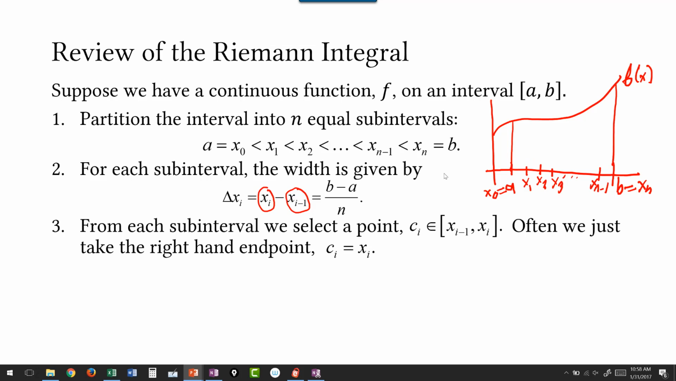From each subinterval, we select some point c sub i, and a common selection is just to select the right-hand endpoint. So for the first interval, my first endpoint would be x1, my second interval I would take x2, and so on.